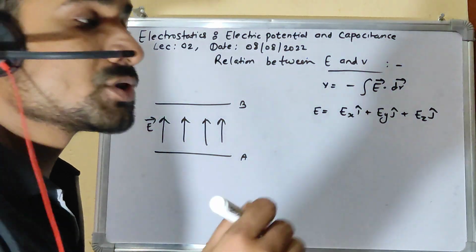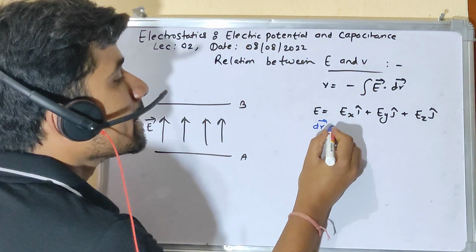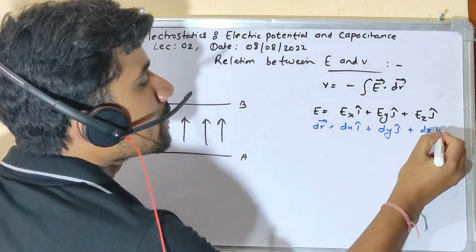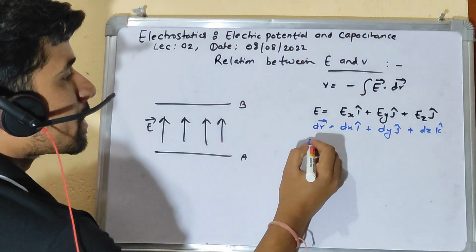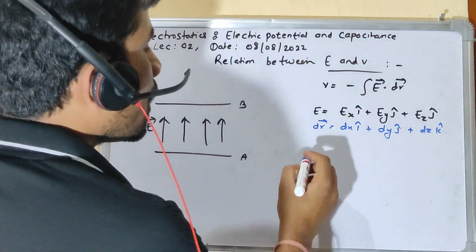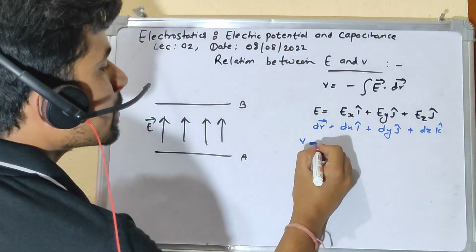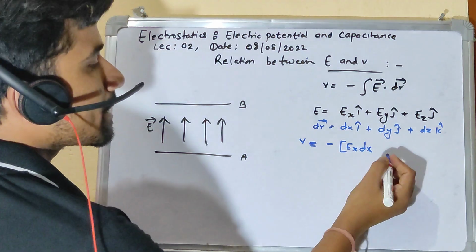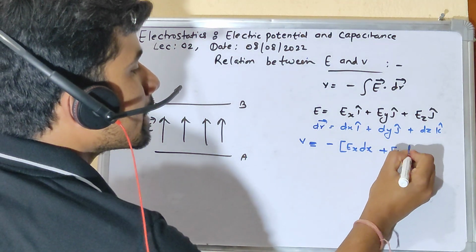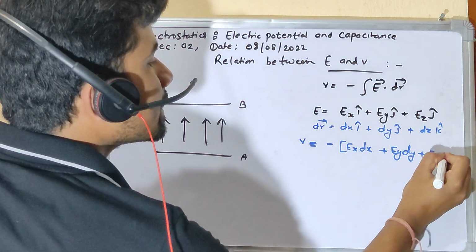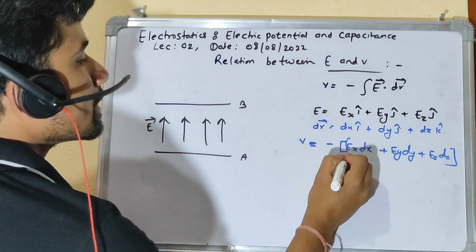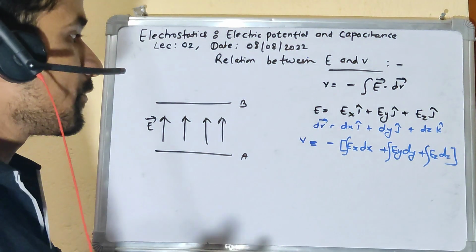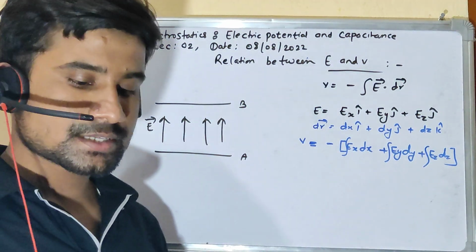dr is nothing but the position vector. So dr will be dx i cap, dy j cap, and dz k cap. And if I do a dot product, how will this V look? V will look like minus of Ex dx plus Ey dy plus Ez dz. V will look like this if I take all three components.